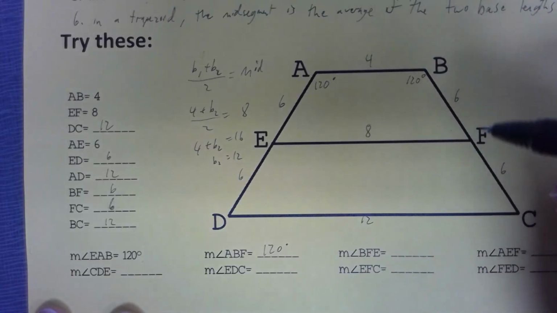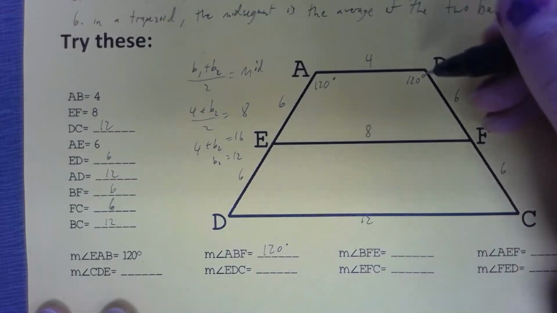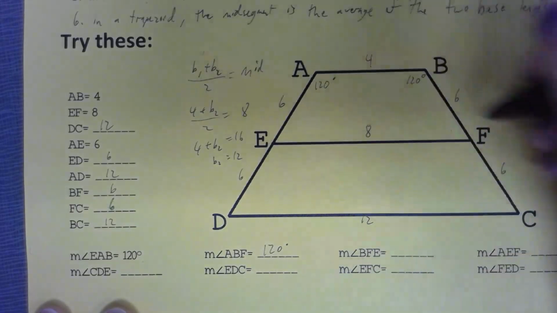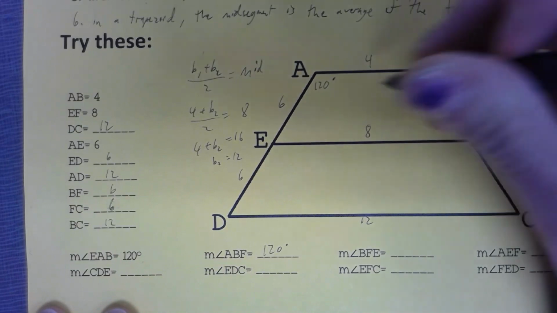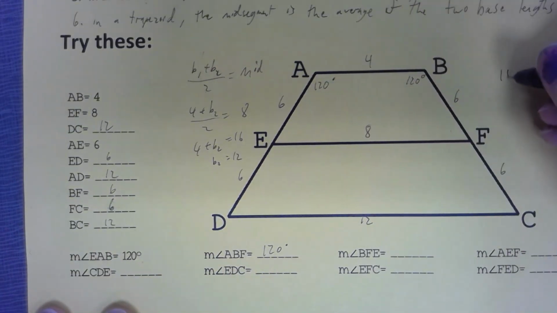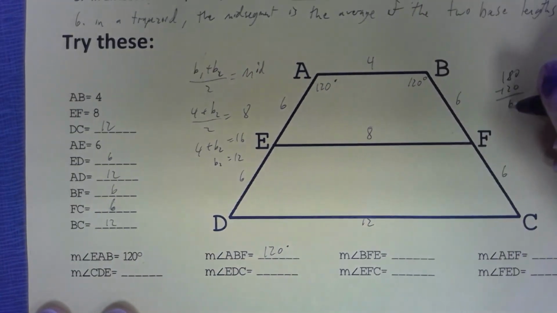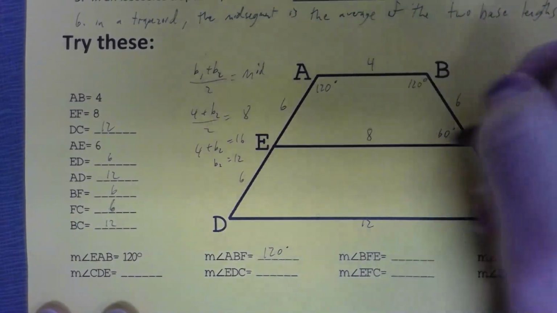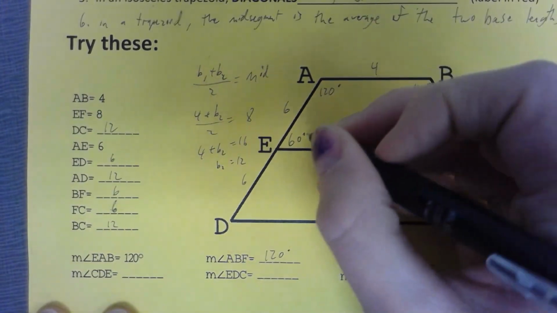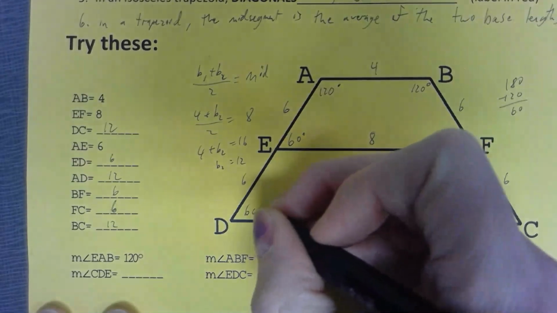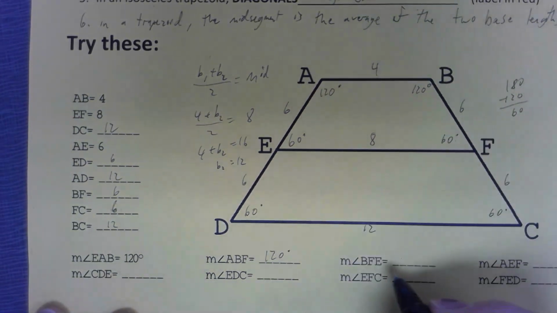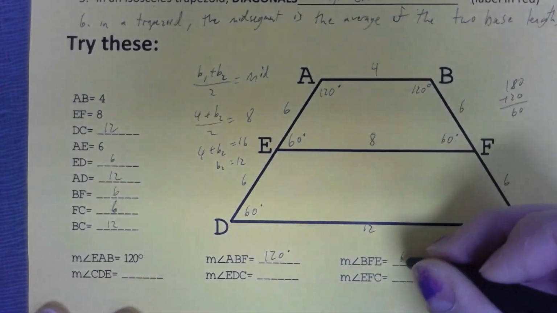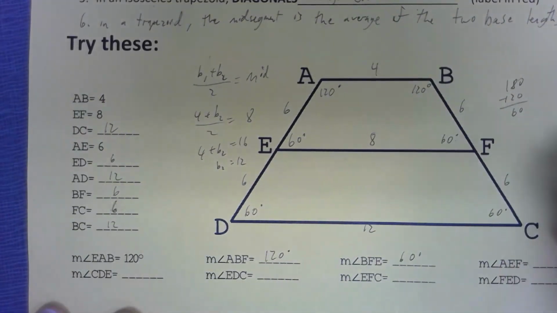So when I find this measure here, consecutive angles on the parallel lines are supplementary, so we can subtract 120 from 180 to find 60. And then the other angle also 60 degrees. And since these are corresponding angles, that one's also 60. So BFE, 60 degrees. AEF, also 60 degrees.